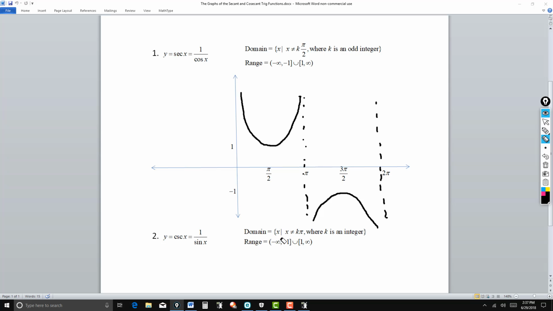So again, the domain excludes the multiples of pi. x cannot equal k pi, for k an integer, because those are the values that make the sine of x 0, which means the cosecant is undefined. And you can see again that the range will go from 1 on up, and from -1 down to negative infinity. You got this right there.